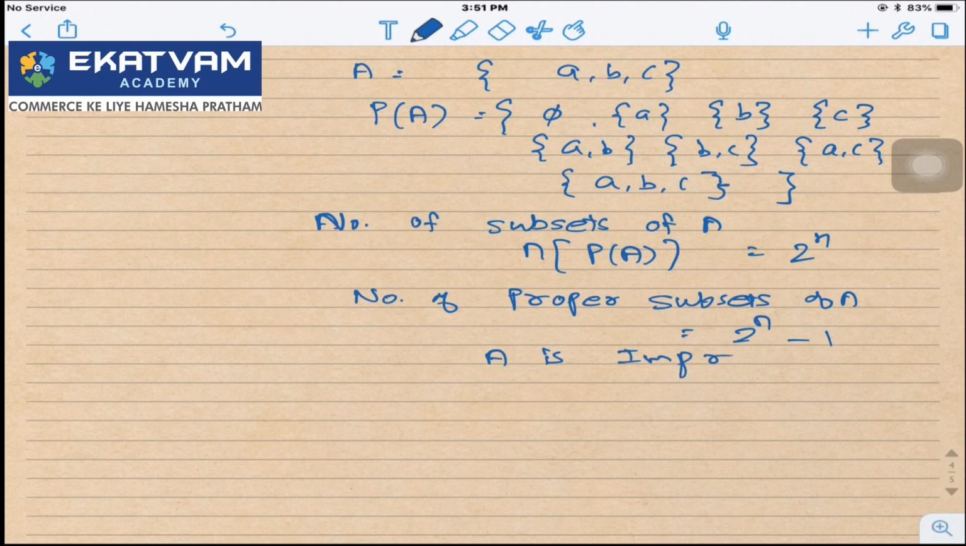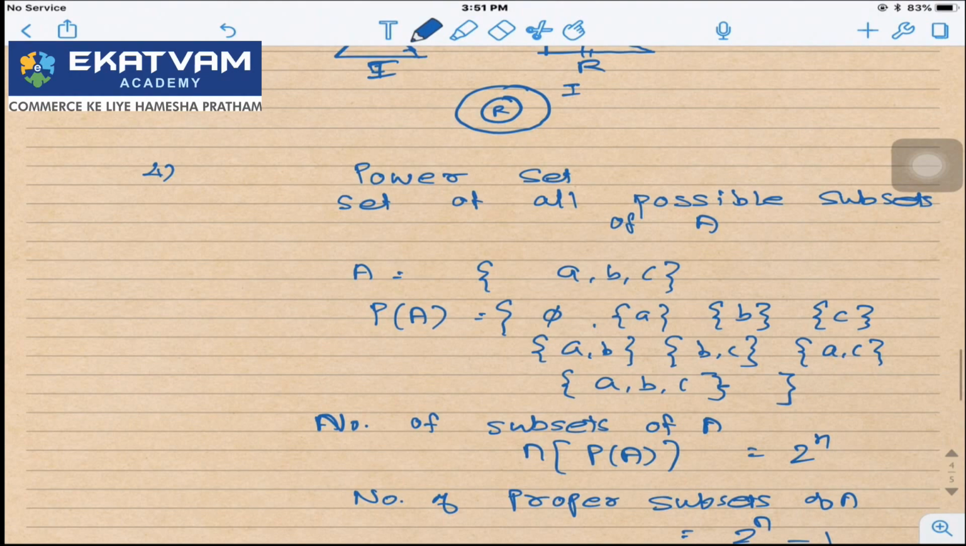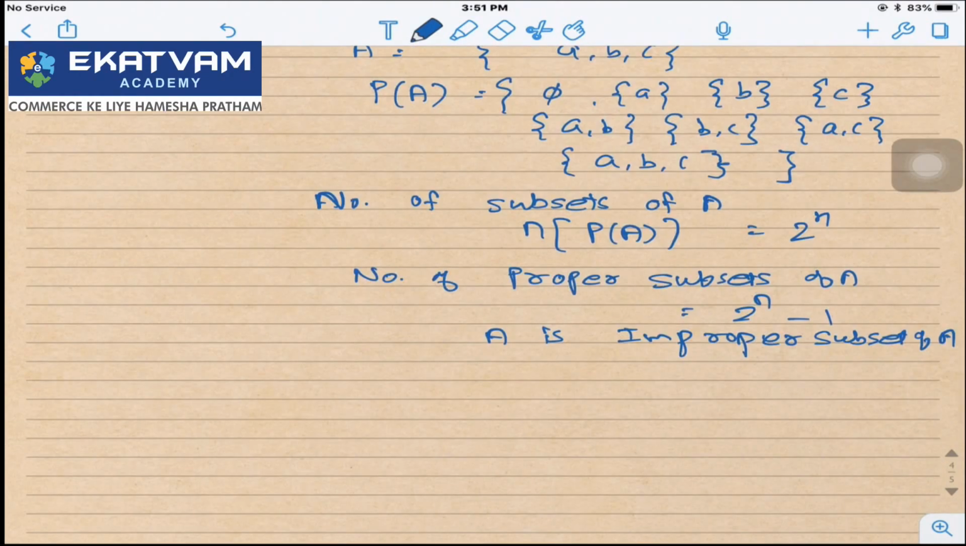subset of A. A को छोड़ के बाकी सब proper है. A is improper subset of A. So number of proper subsets will become 2 raised to n minus 1. Is that clear? Now you have to always remember the one thing. ये तो power set के बारे में हो गया.